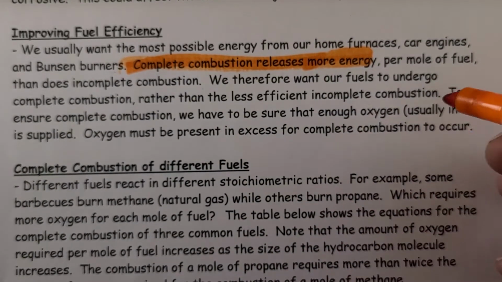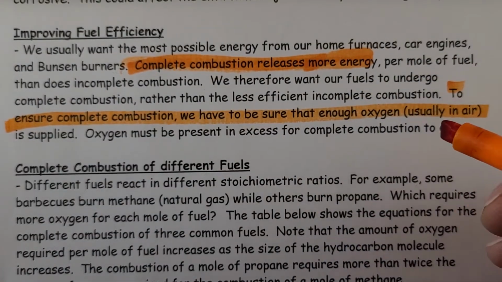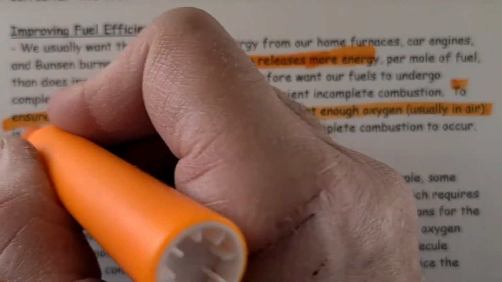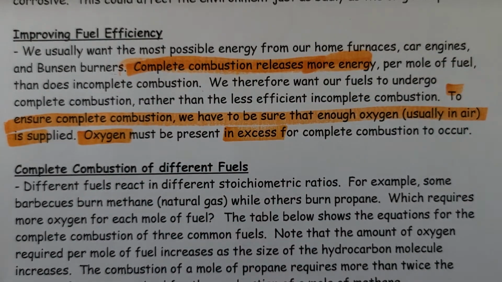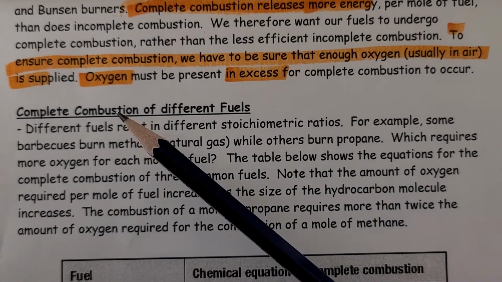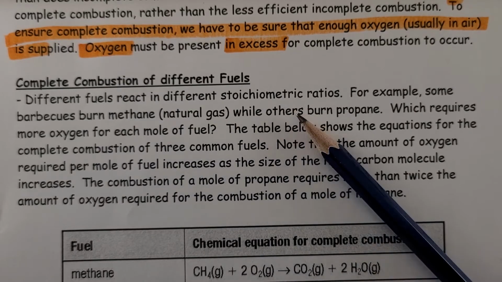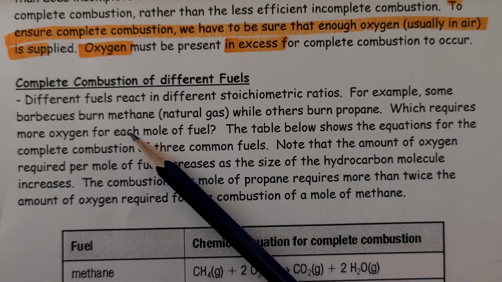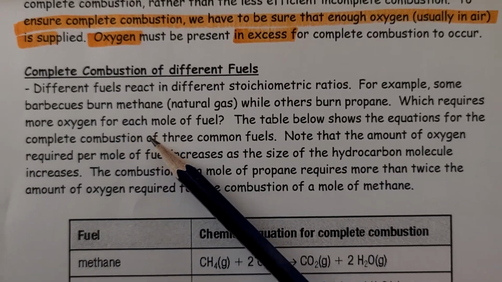And of course, to ensure complete combustion, we have to ensure that we have enough oxygen, and usually we're getting that from the air. So oxygen is the excess reagent when burning or combusting something. Complete combustion of different fuels reacts in different stoichiometric ratios. For example, some barbecues burn methane while others burn propane, which requires more oxygen.